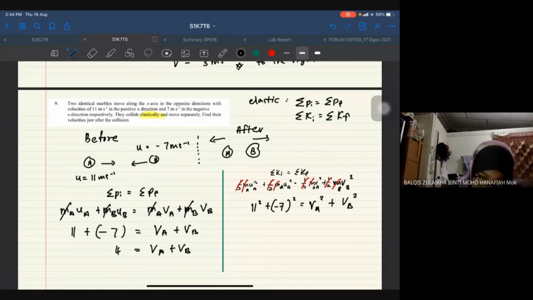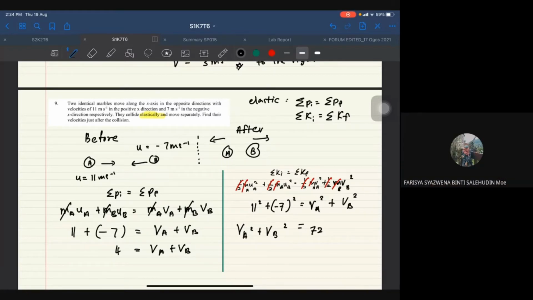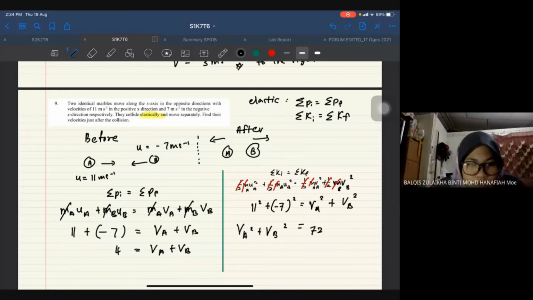Okay, sir. So VA square plus VB square equals 11 square, which is 121 minus 49. Right here, 72. Okay, dah siap ke belum? Belum. Lepas ni kena buat apa? Compare. Yes, you can compare or you can substitute.